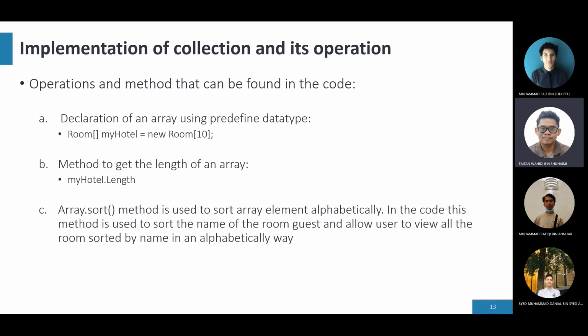So next is the method to get the length of an array. We use myhotel.length. And lastly, Arrays.sort. This method is used to sort the array elements alphabetically. In the code, this method is used to sort the names of the room guests and allow the user to view all the rooms sorted by name alphabetically. So that is all from me.